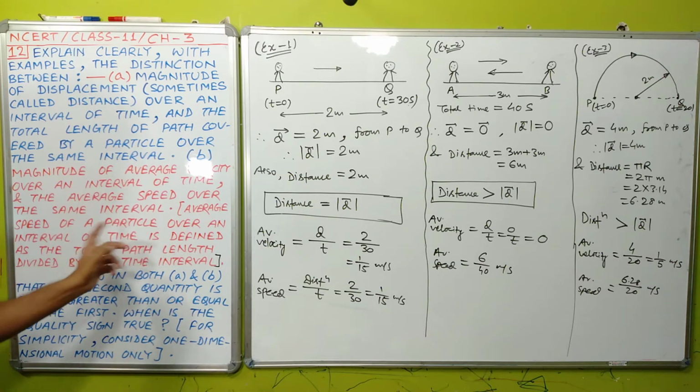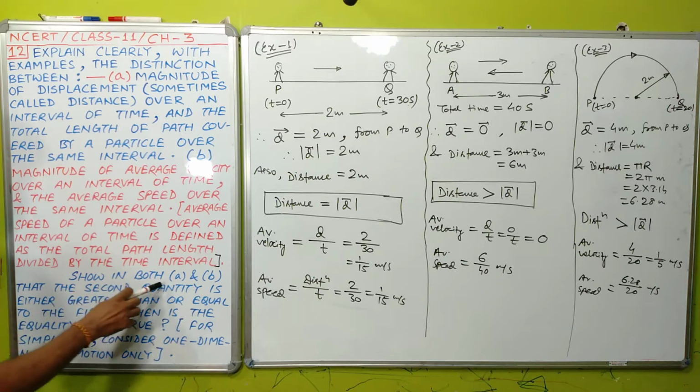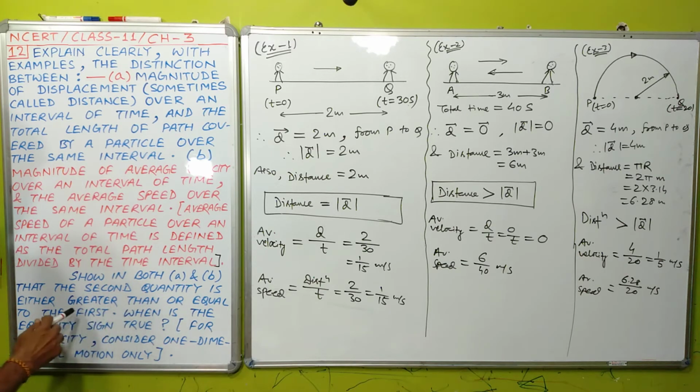Average speed of a particle over an interval of time is defined as the total path length divided by the time interval. The question is further saying that in both A and B the second quantity is either greater than or equal to the first. When is the equality sign true? For simplicity, consider one-dimensional motion only.